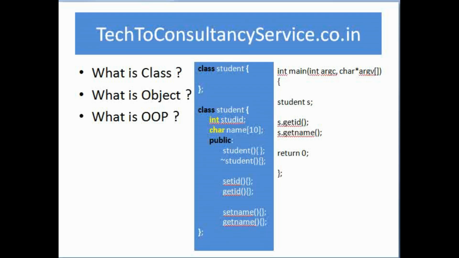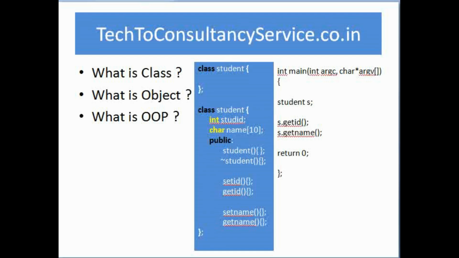Today we are going to learn what is class, what is object, what is object-oriented programming. Now let's start with class. Class student is the simplest form of the class. It's a complete class and a compiler will not throw any error if you write it in a similar way. Now what is a class? Class is an expanded concept of a data structure. Instead of holding only data, it can hold both data and functions.